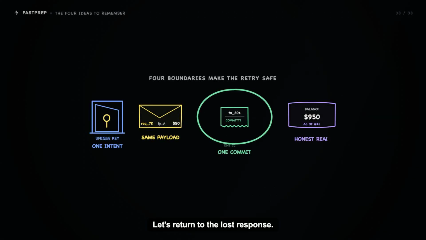Let's return to the lost response. Alice's retry is safe because 4 boundaries work together. Client plus idempotency key names one intent. The fingerprint detects a different payload. The idempotency result, balanced entries, and outbox commit in one transaction. And every fast balance carries the position it has actually applied.